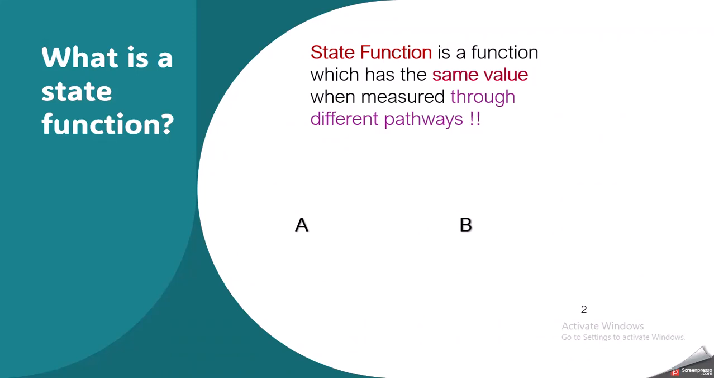A state function is a function which has the same value when it is measured through different pathways or different routes from an initial and a final point. Let's suppose we have an initial point A and a final point B, and we want to measure something from A to B. If this is path A and this is path B, and if this function comes out to be the same, with the same value when measured through the blue line and through this other path, then it is a state function.